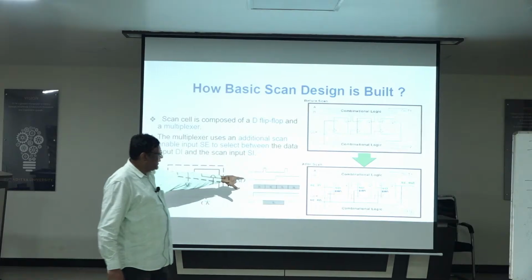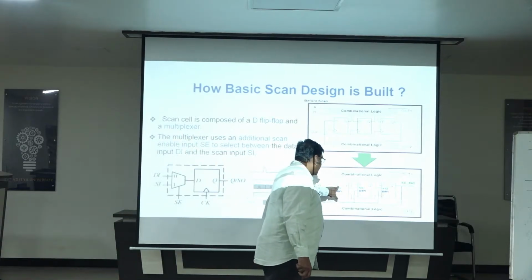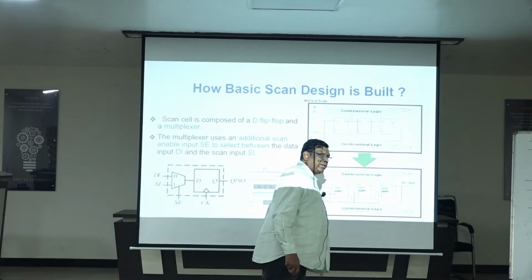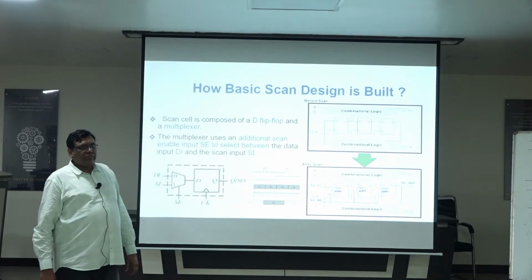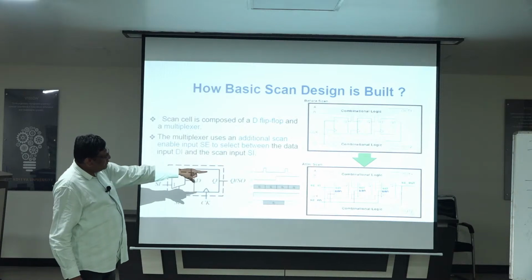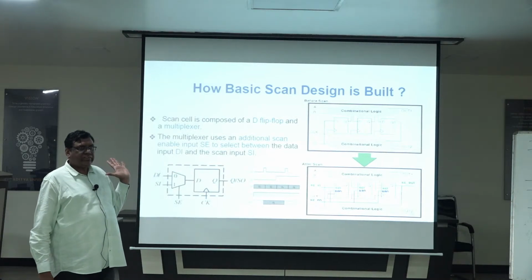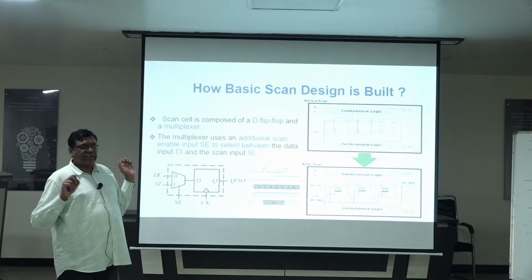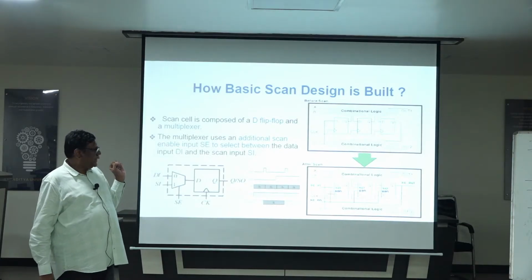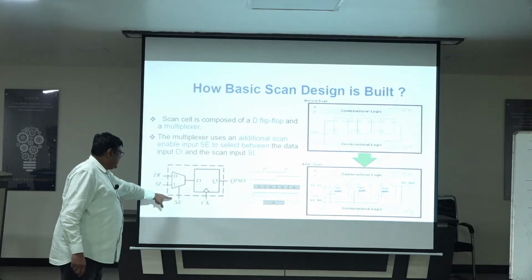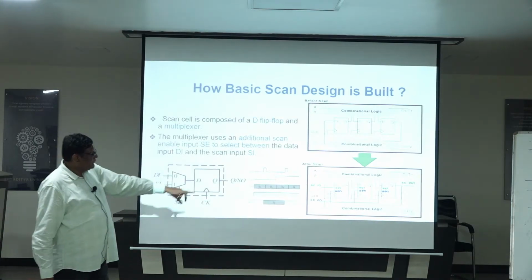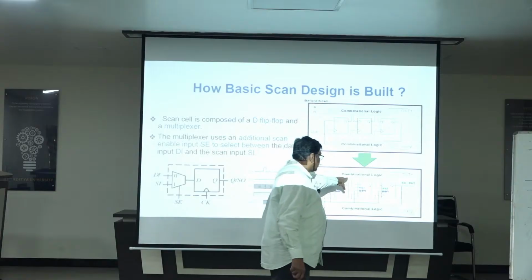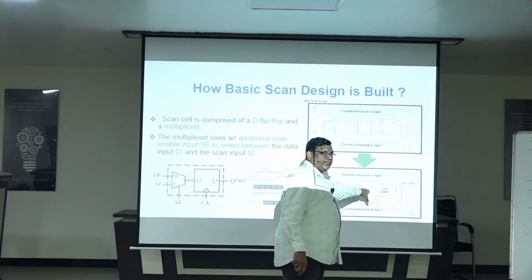How is it connected here? SI is connected to here and this output is connected to here. Then it will become a shift register, right? Whenever SE is equal to 1, that circuit will become a shift register. So I can shift the data inside. Okay. So whenever SE is equal to 0, what will happen? It will take the data from the internal nodes, from the combinational circuits.